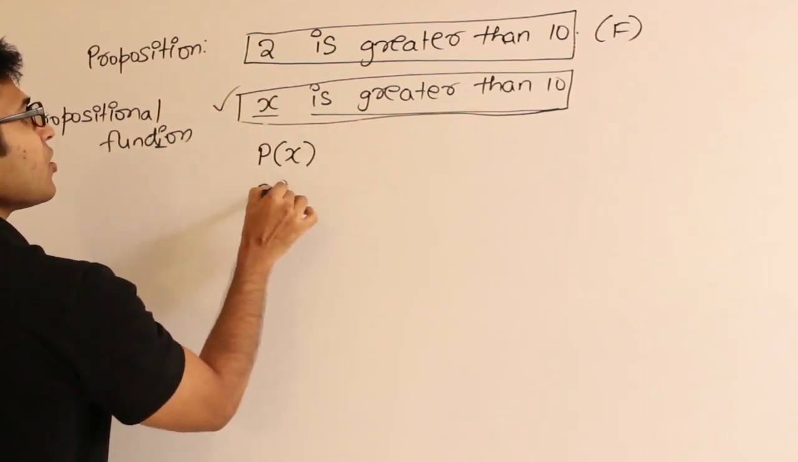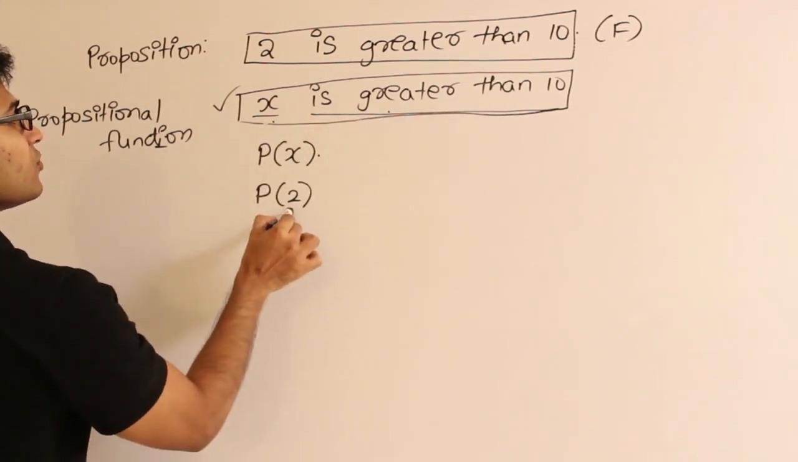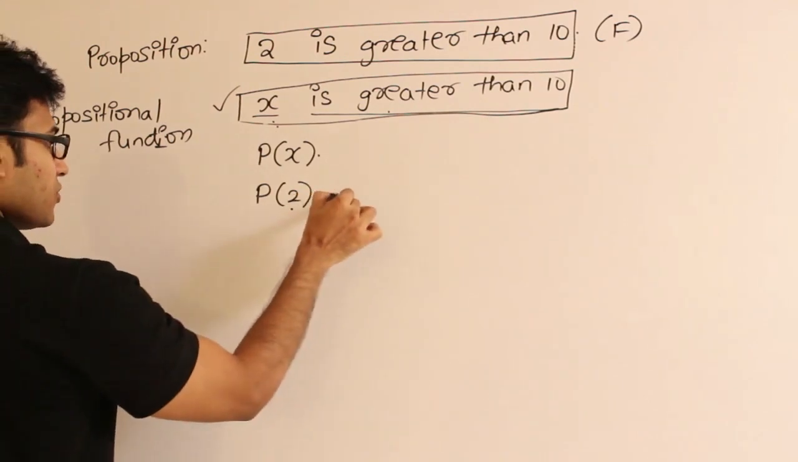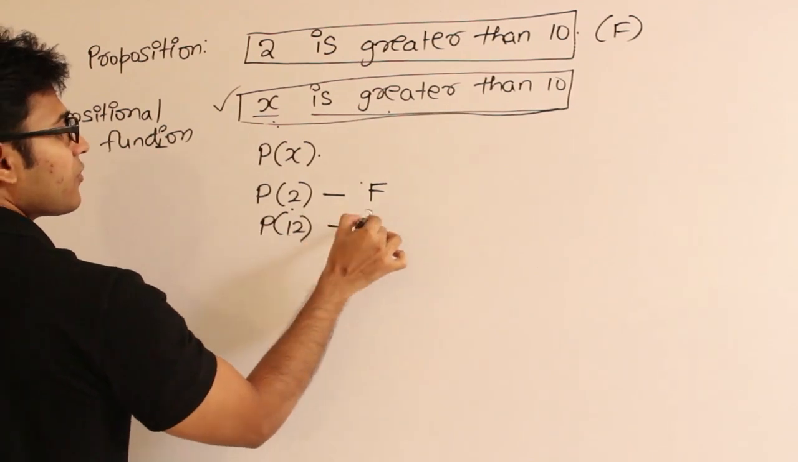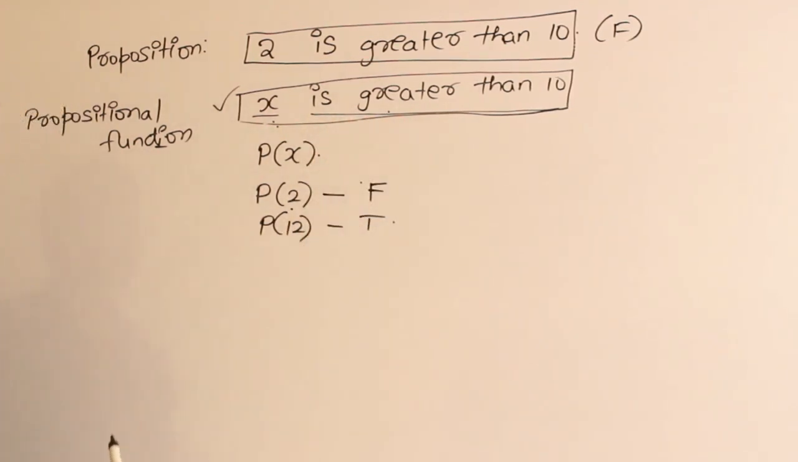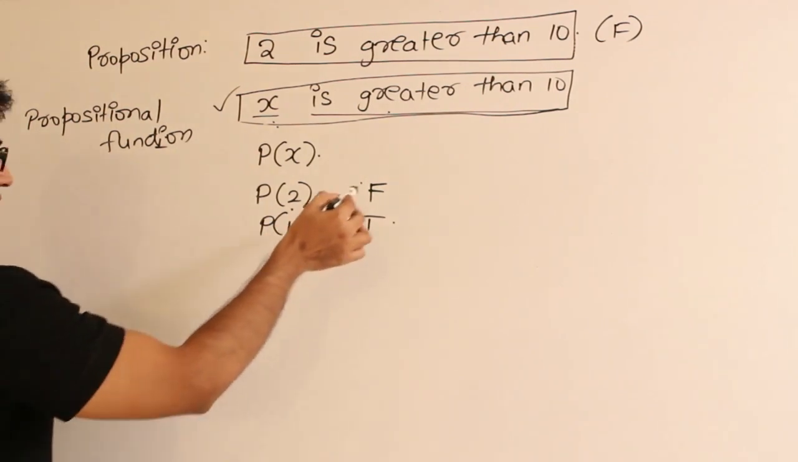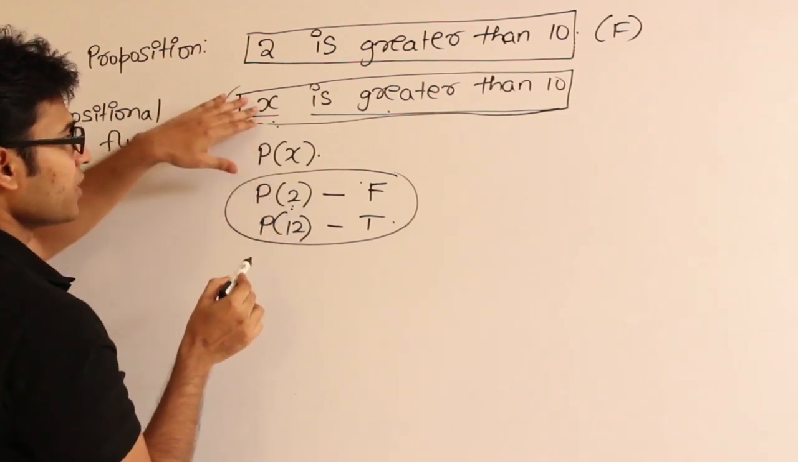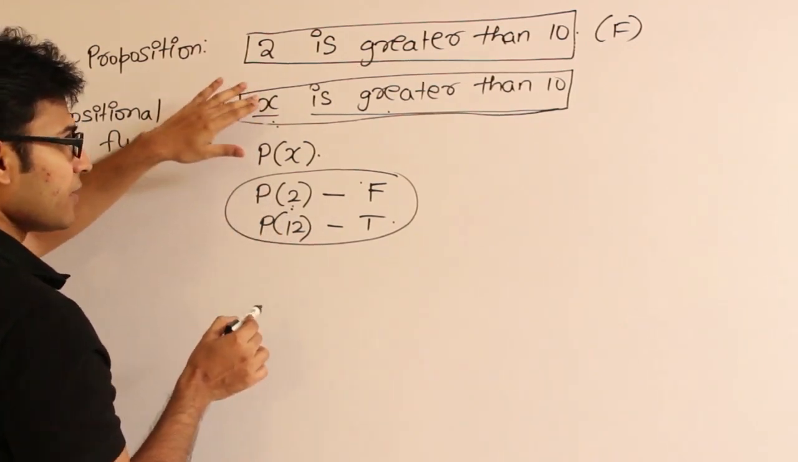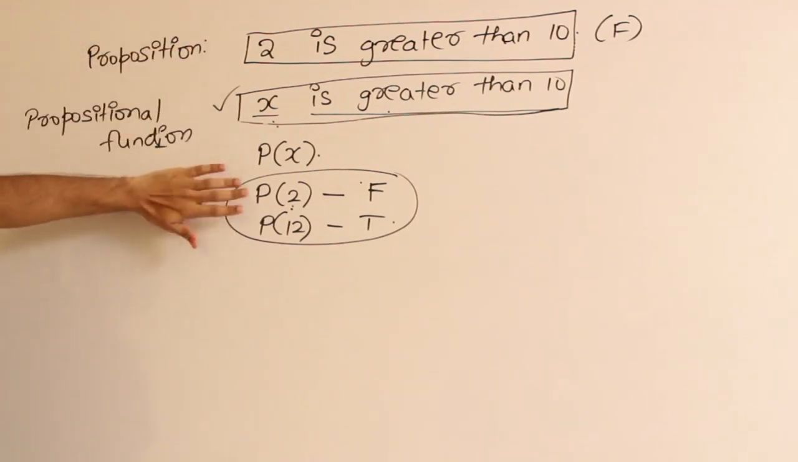Now what does p of 2 mean? If p of x means x is greater than 10, then p of 2 means 2 is greater than 10. What will be the truth value of that? False. What about p of 12? P of 12 is true, because 12 is greater than 10. So like this, we can assign certain values to the variable and we can get the truth values, right? So when I assign a particular value to the variables present in the propositional function, it transforms into a proposition, right? And this is a very important concept.